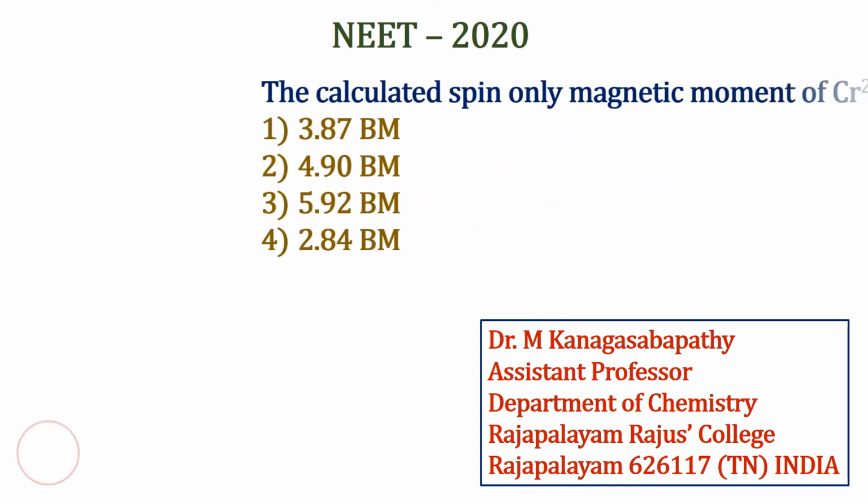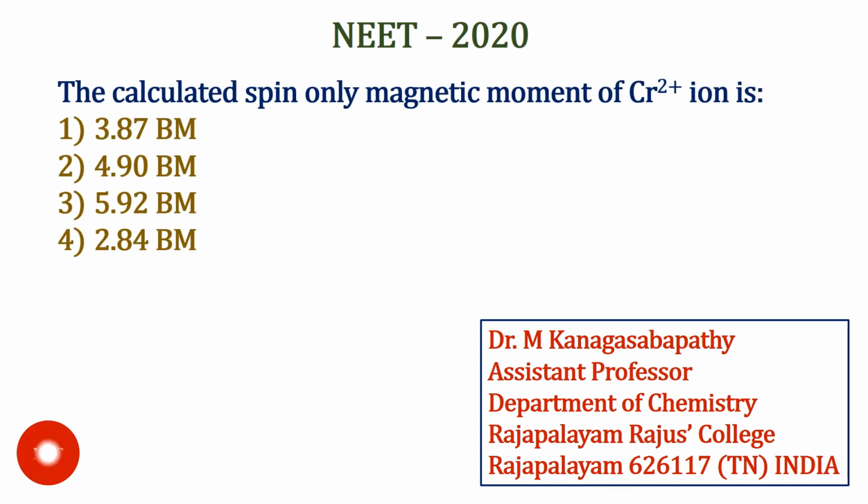This is a NEET 2020 question. The question is: the calculated spin-only magnetic moment of chromium 2+ ion is... We are having 4 choices, right? So here the spin-only magnetic moment should be calculated from the number of unpaired electrons present in the ion.